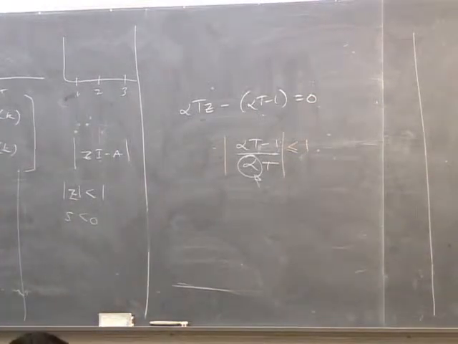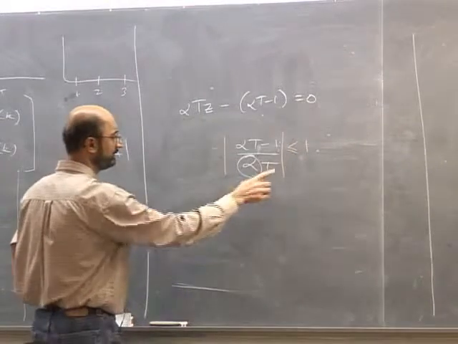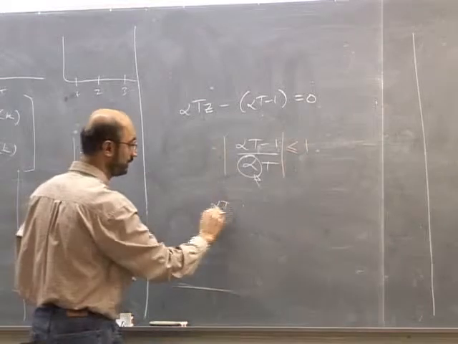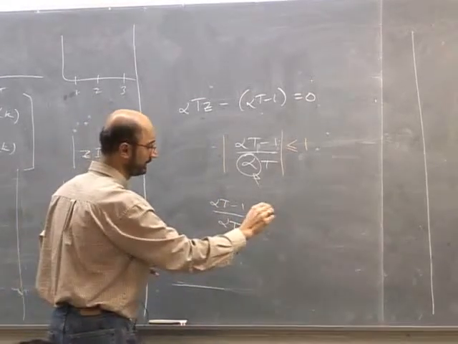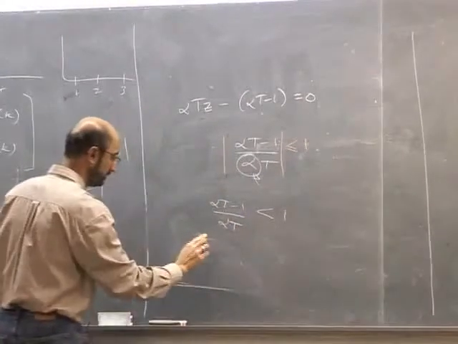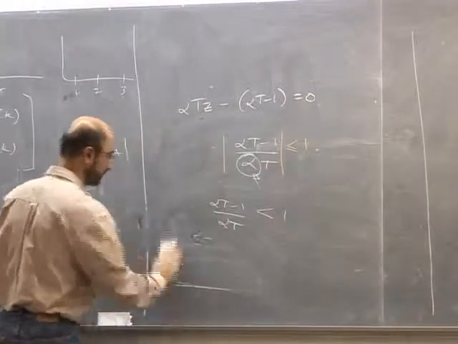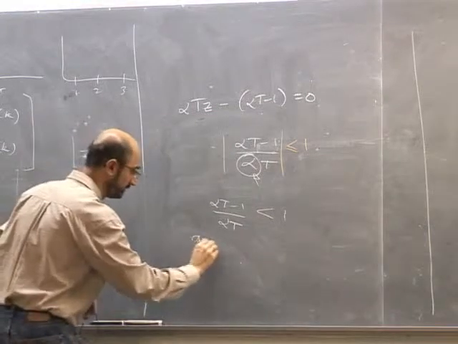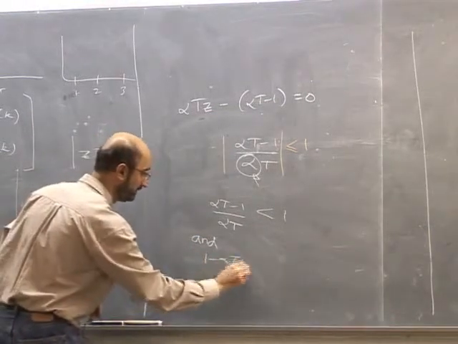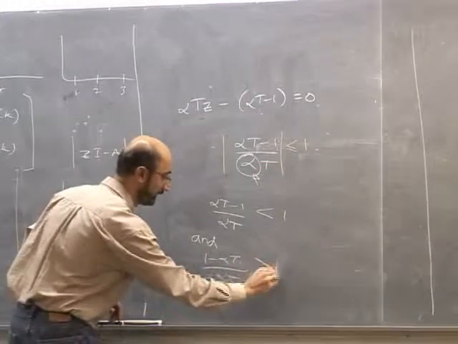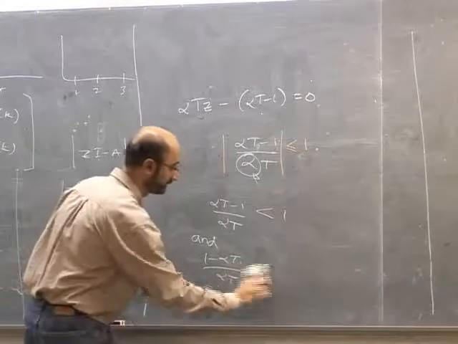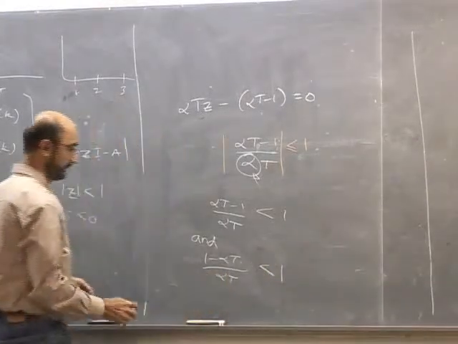Why should it be 2 alpha? Because if you consider the minus 1. Okay, so we are saying this is mod z, so we should say alpha t minus 1 over alpha t is less than 1, and actually it's not an or, is it? And 1 minus alpha t over alpha t is less than 1.